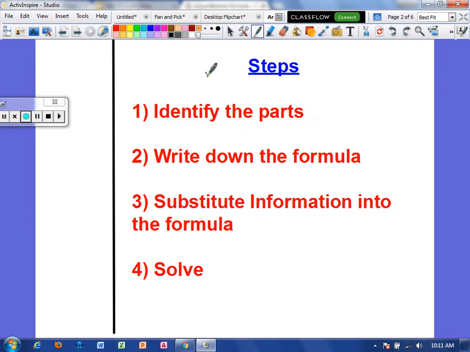Okay, so the first thing we're going to do is identify the parts, so that would be the base and the height. Then we're going to write down the formula, substitute information into the formula, and solve.